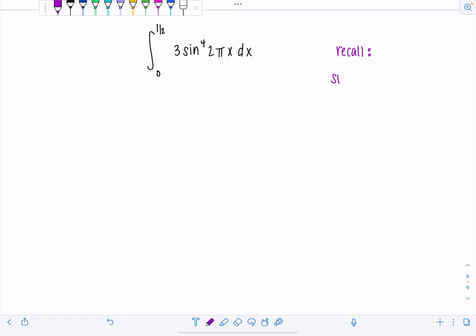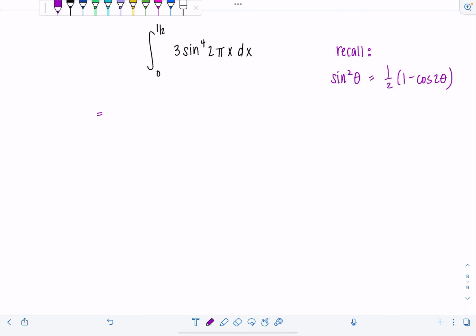So recall, anytime you have sine squared theta in your integral, you're going to replace it with 1/2 times 1 minus cosine 2 theta. Okay, so we've got sine to the 4th of something, in this case 2 pi x. We're just going to have to apply this identity a couple times.